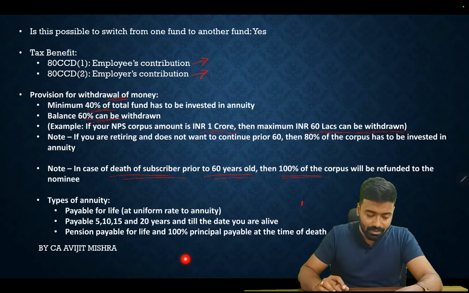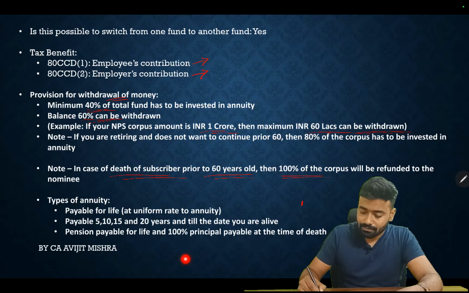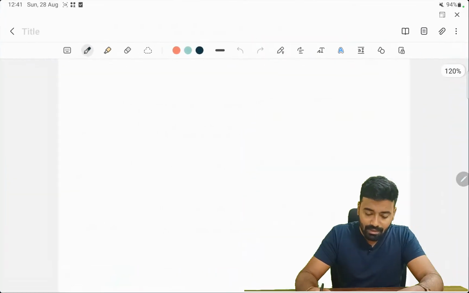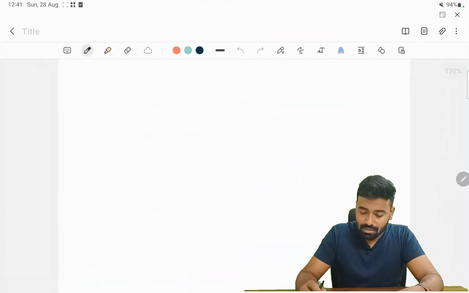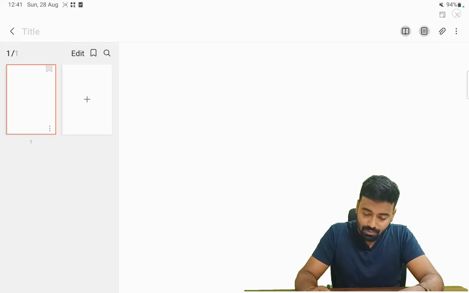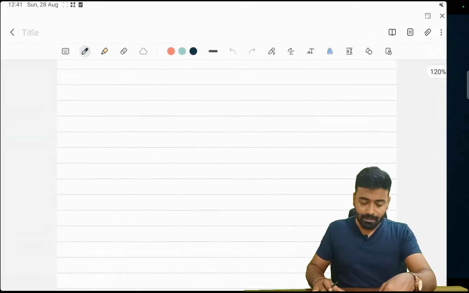So let's do one thing. Let's go to the note and understand in detail how it normally works. Let's look at how it works once. I'm sorry for this delay.